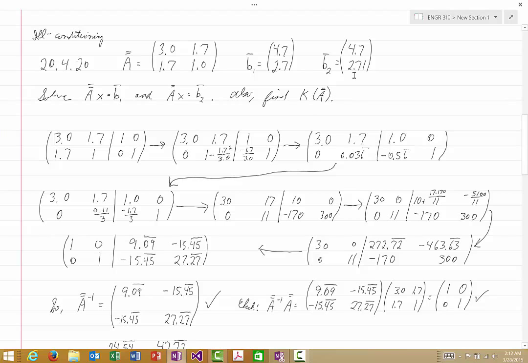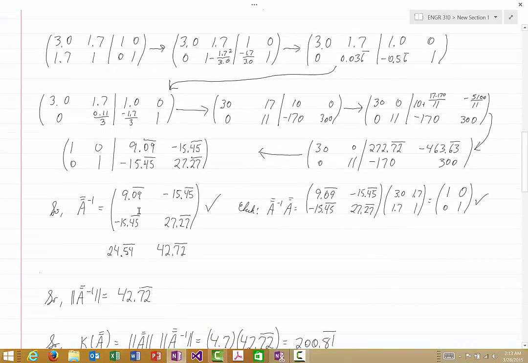Now I'm going to do these tasks in the reverse order. What I mean is I'll find the condition number of A first, and then I'll solve AX equals B1 and AX equals B2. To find the condition number of A, you remember we're going to need to find A inverse, and then we'll need to calculate the norm of A and the norm of A inverse. Calculating A inverse is rather tedious, so I'll skip right down to the answer that I've obtained, which is A inverse equals 9.09 repeating, minus 15.45 repeating, minus 15.45 repeating, and 27.27 repeating.